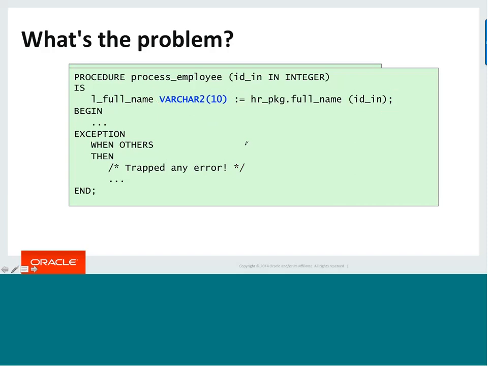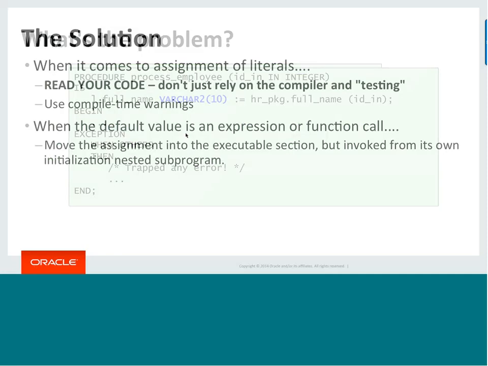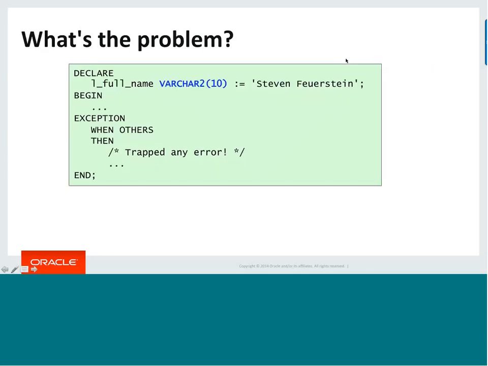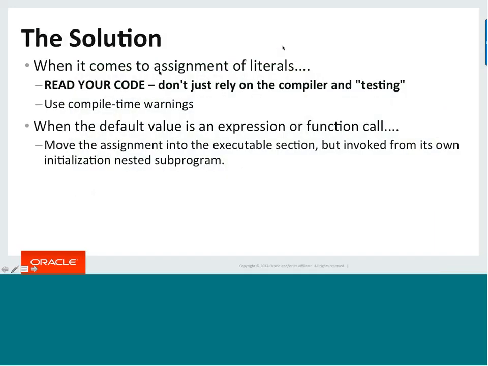So the anti-pattern, fundamentally, is assigning a default value to a variable in the declaration section with an expectation that exception could be handled locally. What's the solution? Well, to my mind, when it comes to the assignment of literal values, by which I mean, back one more, this kind of code, where I'm assigning a literal value directly, my suggestion is you take responsibility for reading your code.